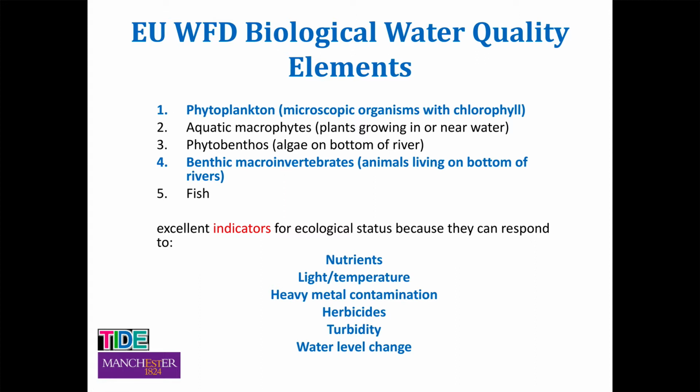And number 5, fish. So all these are excellent indicators for ecological status because they can respond to a variety of different impacts. For example, nutrients, light, temperature, heavy metals, herbicides, turbidity, and water level change. So all these 5 are routinely measured, for example, by the Environment Agency in the UK.